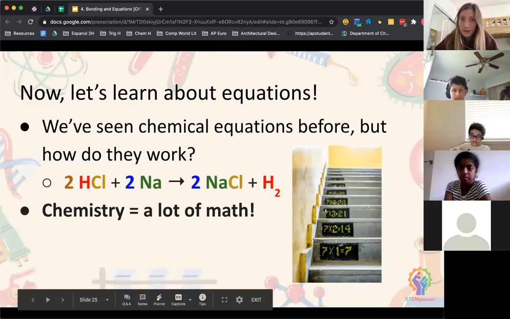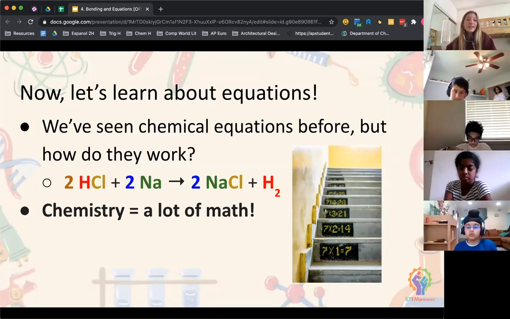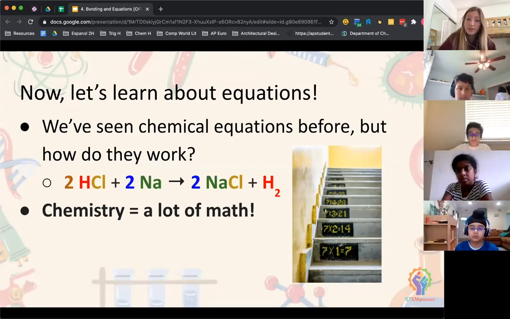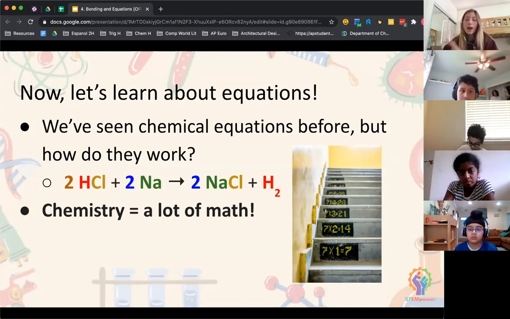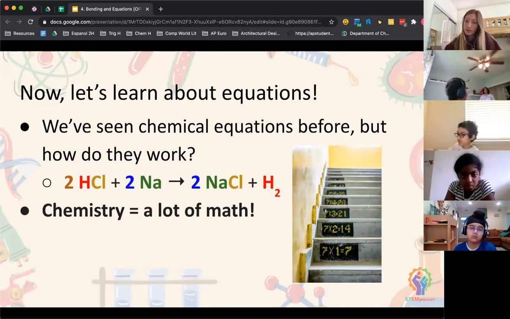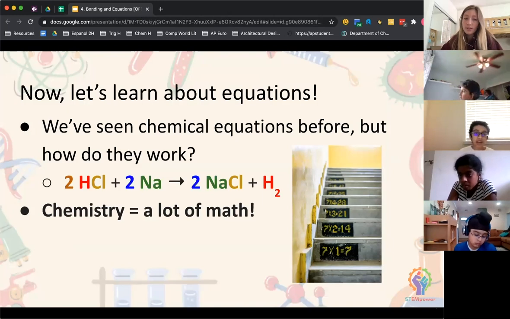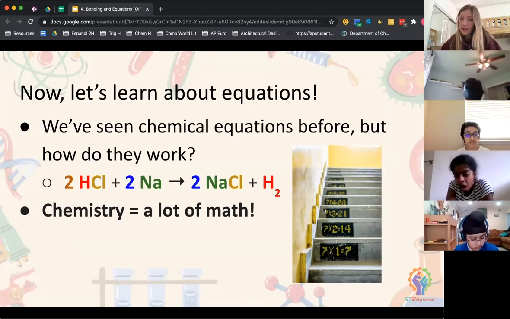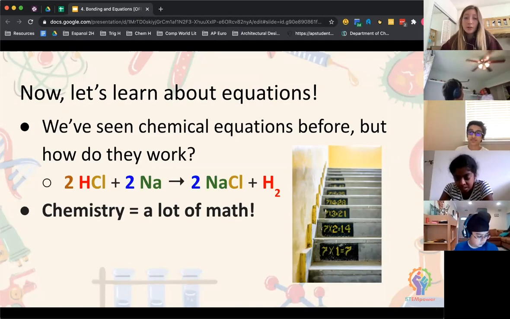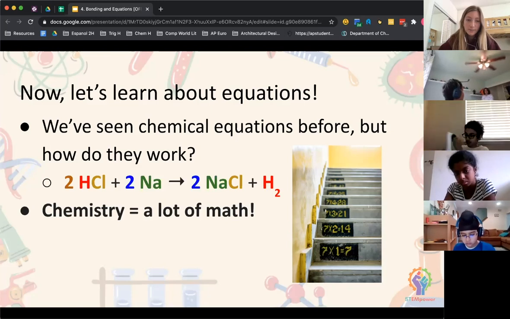So the next thing we're going to learn about is equations. We have seen chemical equations before, but how do they work? So here on the screen, we have an example of a chemical equation. We have 2 hydrochloric acids and 2 sodiums, and then they rearrange, as we learned in a chemical reaction a few weeks ago, into 2 sodium chlorides and 2 hydrogens.